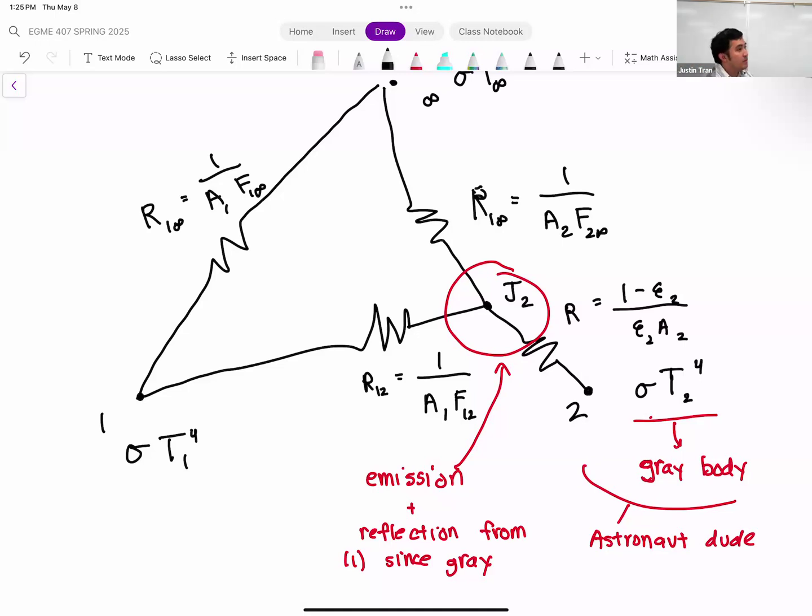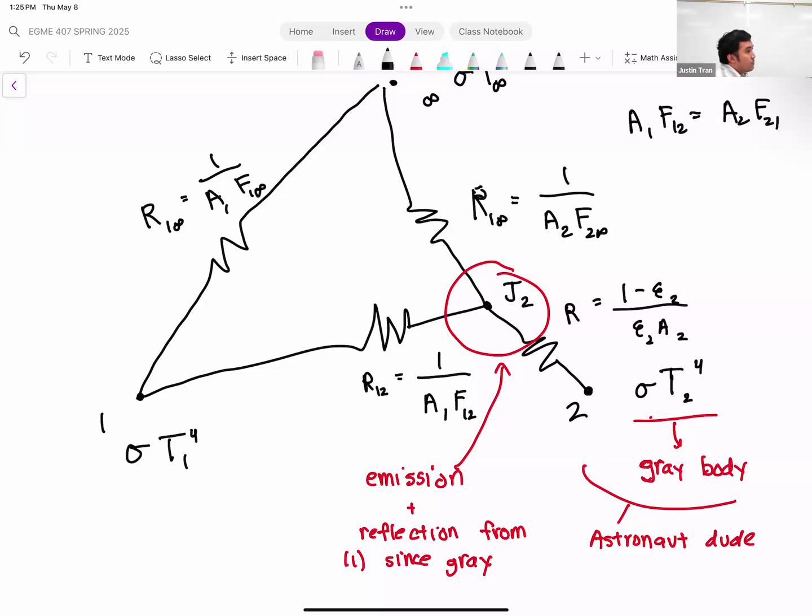Sorry. So for the R12, would that change to R21? Oh, you could. But remember, because of the reciprocal rule, we have A1 F12 is equal to A2 F21. So you can use either one in that case.